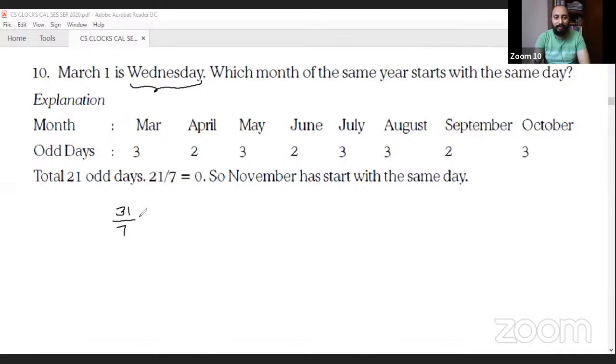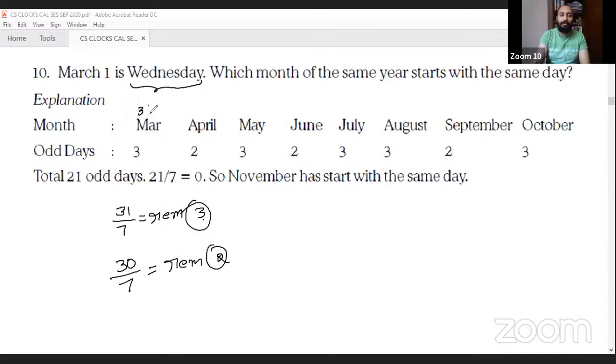31 days divided by 7. What is the remainder here? 3 is the remainder. 28 will go. 3 is the remainder. 7 3 is a 21, 7 4 is a 28. Remainder is 3. So if it is 30 divided by 7, what is the remainder? Remainder is 2.